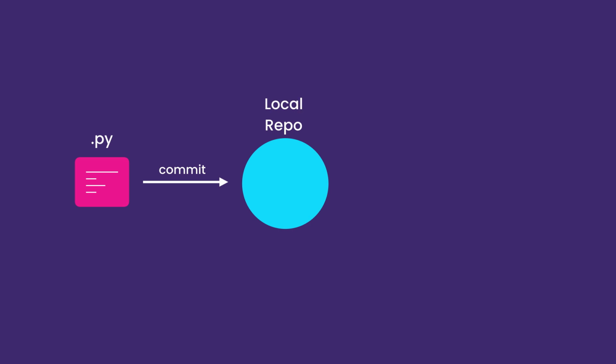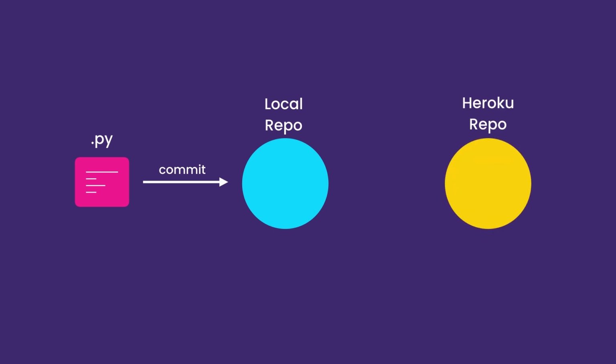So as part of the deployment process, we need to set up another Git repository in Heroku that mirrors our local repository. When we're ready to deploy, we push the changes from our local repository to the repository in Heroku. Now, Heroku has a process that sits in the background. It's constantly watching this Git repository. Whenever it detects changes in this repository, it will check out the latest source code from this repository and copy it to the right folders. That is the big picture.